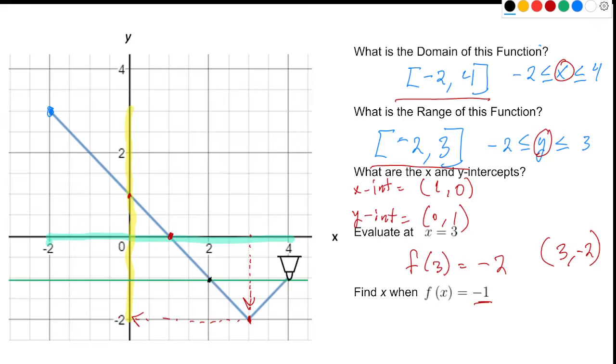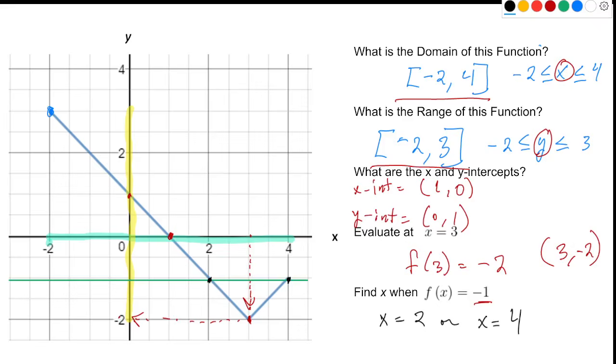This is still a function. This is okay. Each of these inputs only have 1 output. Notice it passes the vertical line rule. This is just not a one-to-one function, as we're going to learn more about that later. But what we would say is x equals 2 or x equals 4. Can't be both at the same time, I don't really think, but we get 2 answers. So if we know the y value, we might get more than one answer.